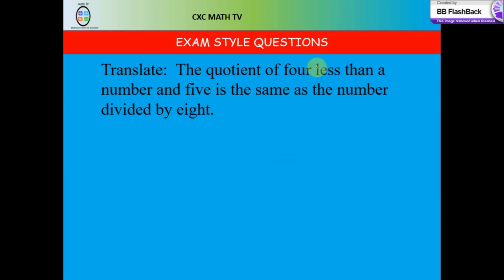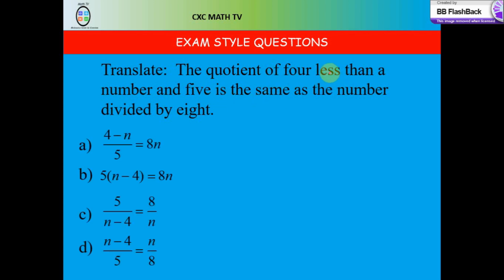Next one. The quotient of 4 less than the number and 5 is the same as the number divided by 8. Pause the video and write down the answer for this one. So notice it says the quotient of 4 less than a number. So the quotient of 4 less than a number and 5. So 4 less than a number. First thing, what is 4 less than a number? So n minus 4, that's our number, right? And we need the quotient of that number and 5. So we divide it by 5. Let's say is the same as, that means equal, the number divided by 8. That's it. Now look which one that is. That's option D.